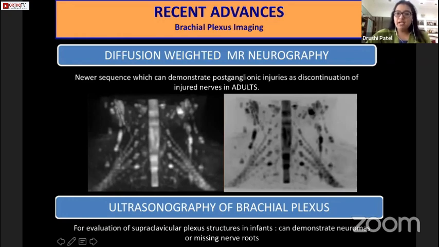And nowadays people have started doing ultrasonography of the brachial plexus. This is just evaluation of the supraclavicular plexus and towards the sternocleidomastoid. You can compare the missing roots to the contralateral side and also demonstrate neuromas, but this is highly observer dependent.